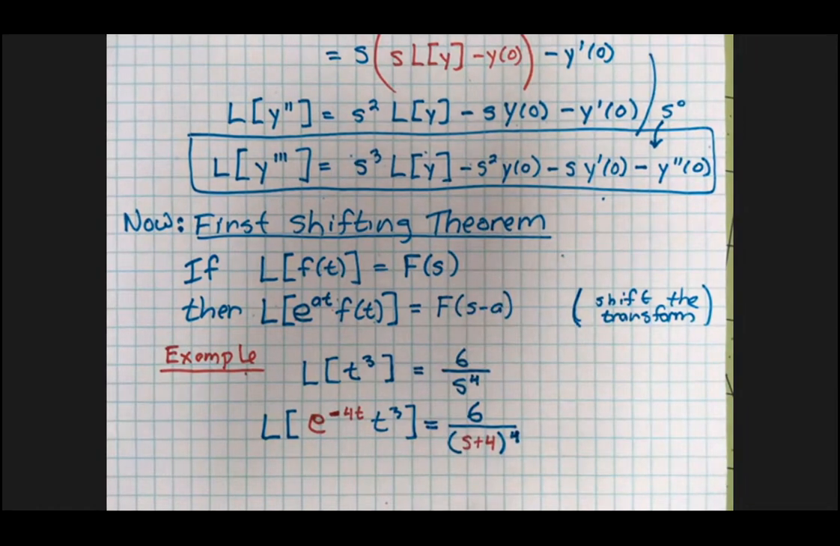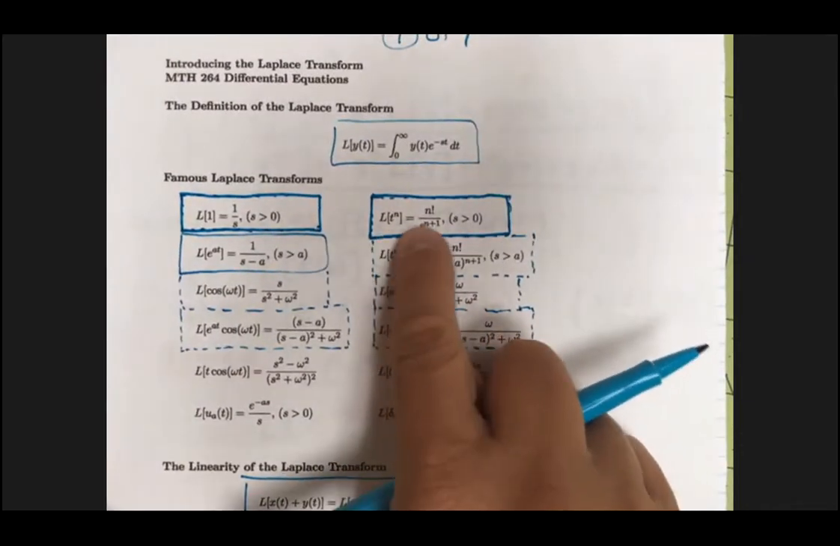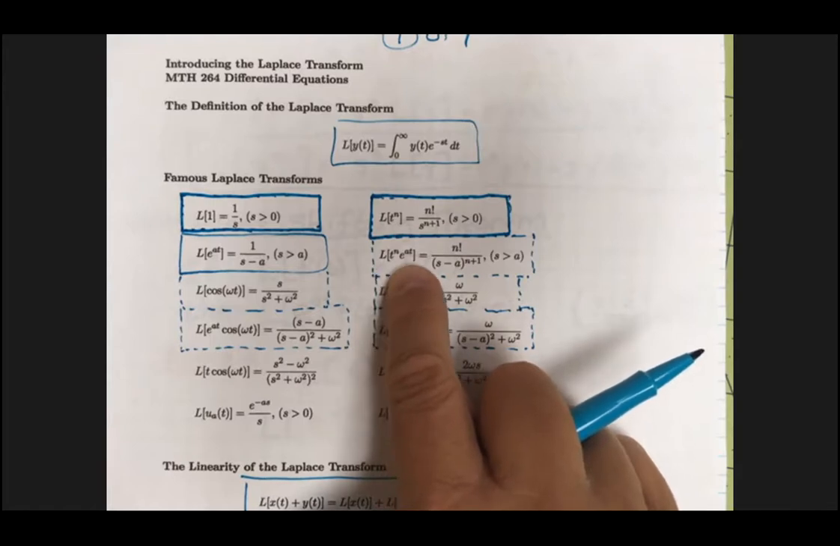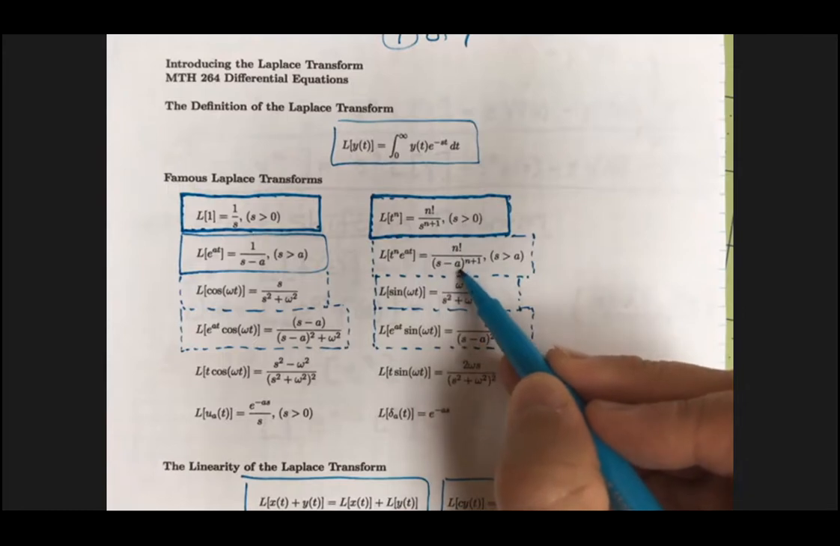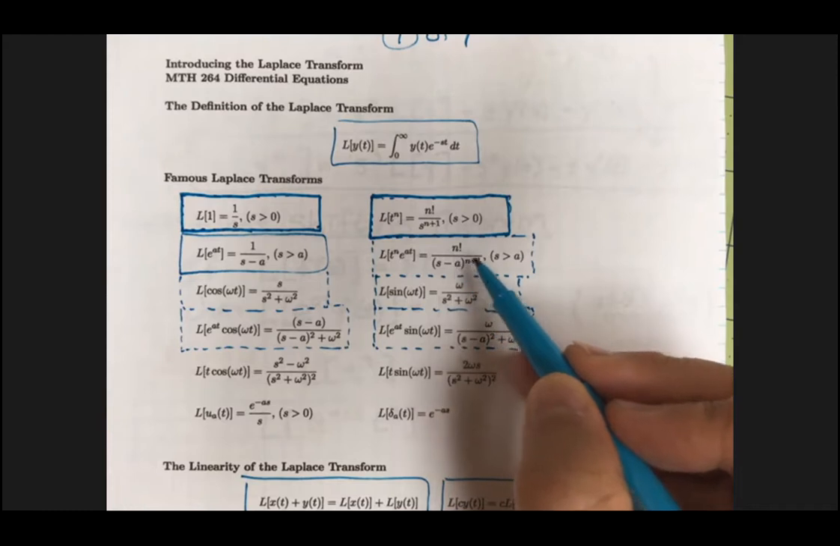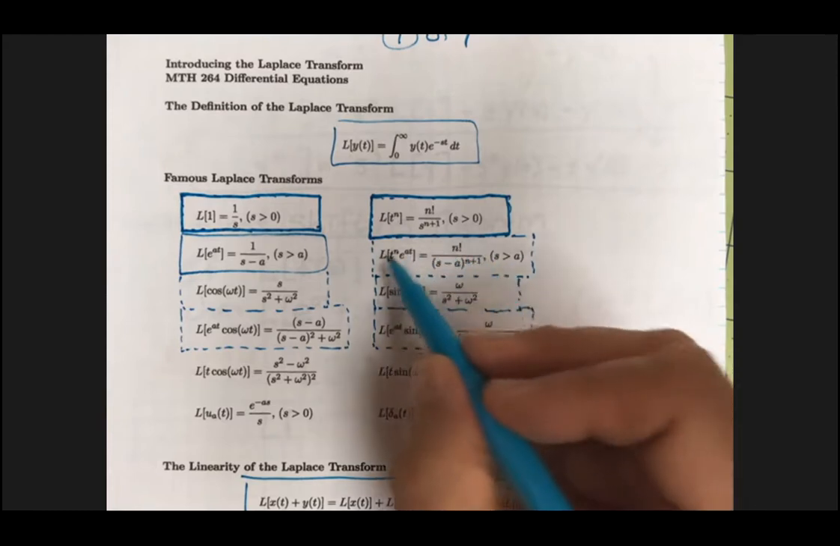Do you see how that automatically knocks out another formula? You know how to do t to the n. We just demonstrated one example. But what happens when you have t to the n e to the at? You just replace the s with s minus a. Now, if a is a negative number, that's s plus 4, like we just did. But if a is 2, then it's s minus 2. You just replace the s with s minus a.